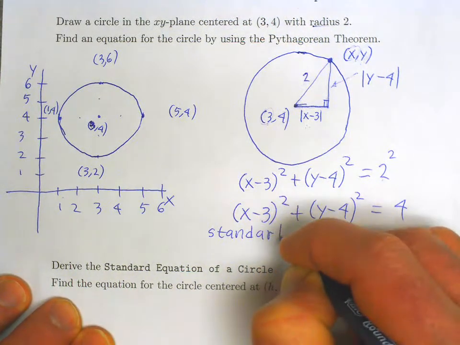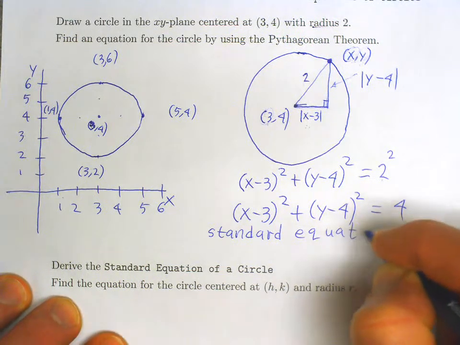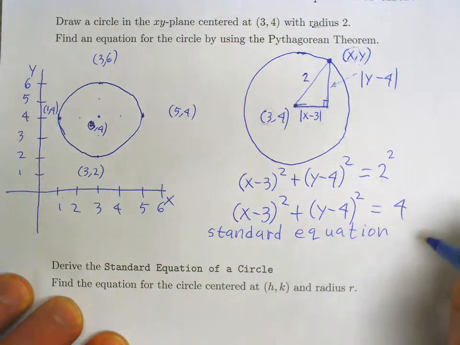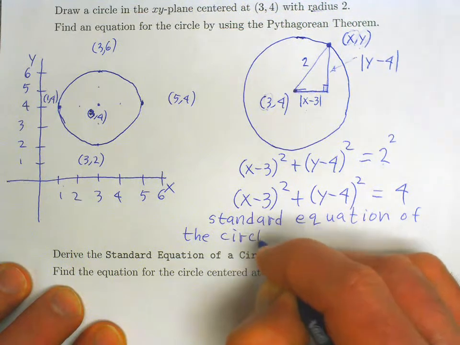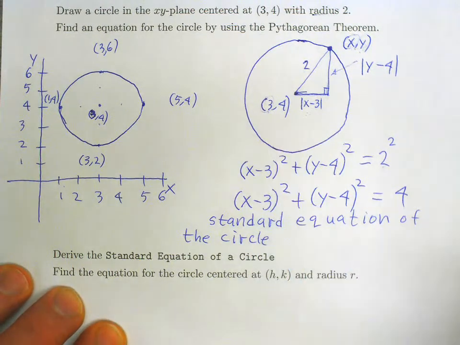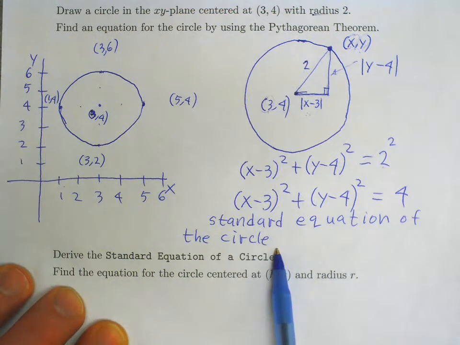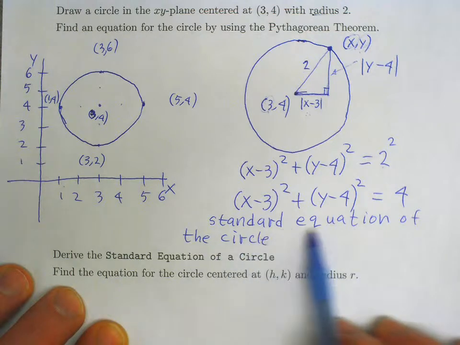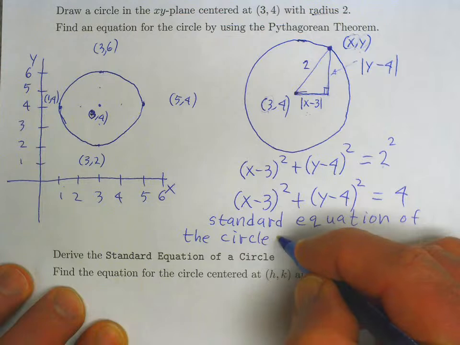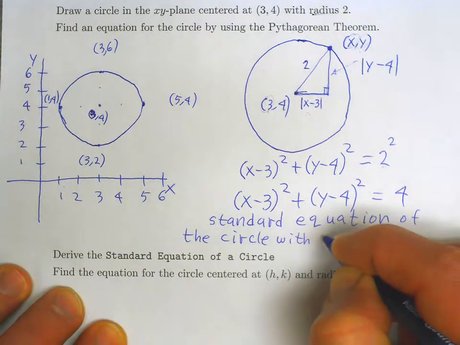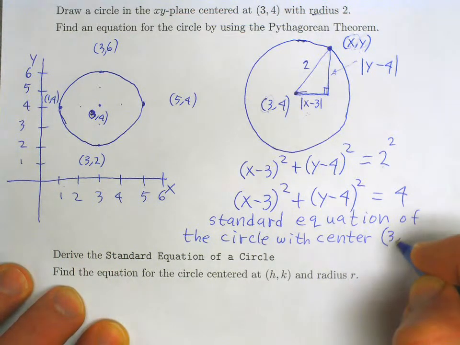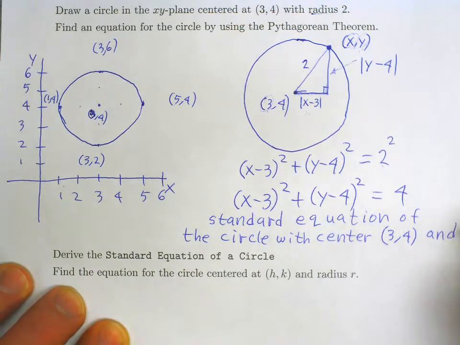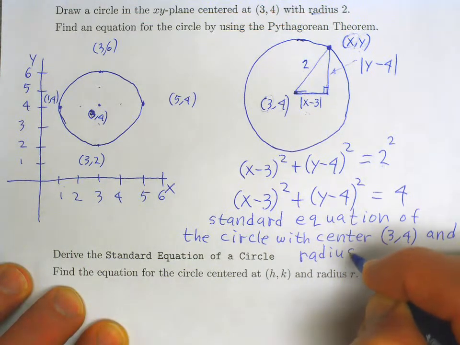Standard equation of the circle centered at 3, 4 with radius 2. So I'll try to squeeze all of that in here. So this is the standard equation of the circle with center, the center is the ordered pair 3, 4, and radius 2.